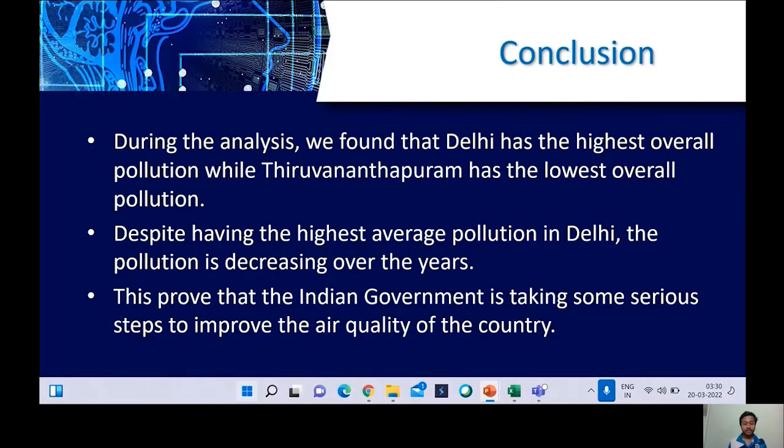Hereby concluding our presentation, I would like to add that during the analysis of this data, we found the concentration of different air pollutants is highest in Delhi. Henceforth, the overall air pollution index is also highest here, whereas Thiruvananthapuram has had the lowest overall air pollution in this period between 2017 to 2020. Although, when analyzing annually, it was evident that the average air pollution in Delhi has decreased year by year. This proves that the citizens and government of India are becoming self-conscious and taking serious steps to improve the air quality of our country.